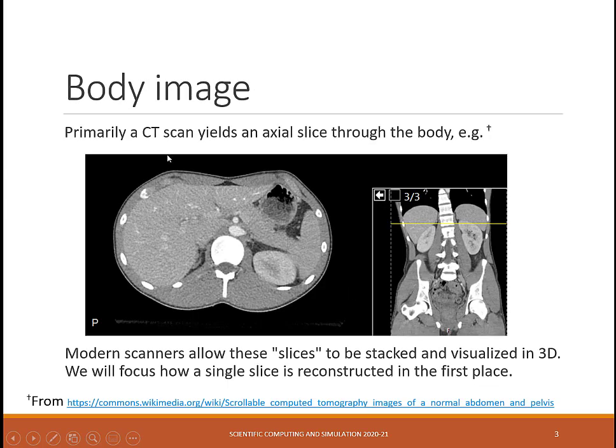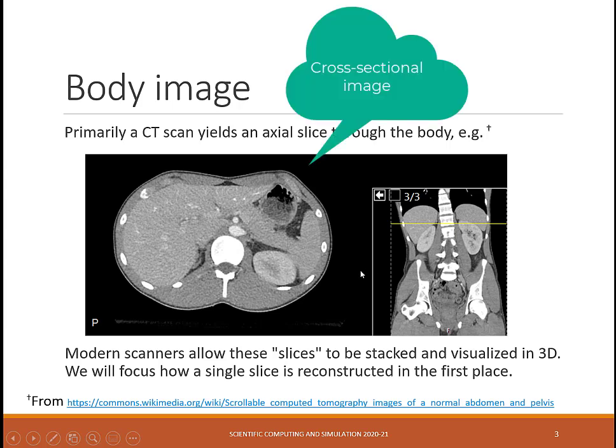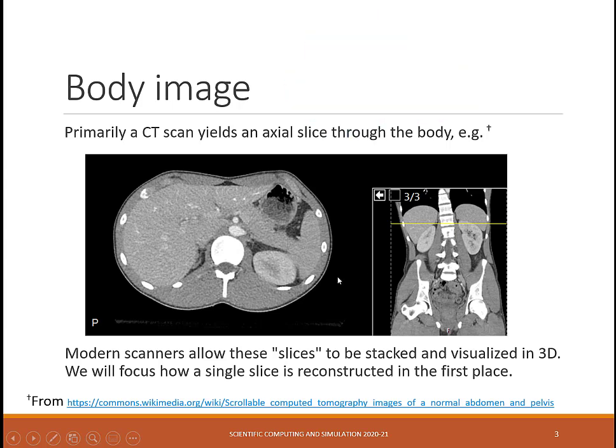In CT scanning, multiple X-ray measurements are taken from different angles to produce cross-sectional images or virtual slices of a body. Then these slices are stacked to visualize a 3D body image. For instance, in this slide on the left, we can see a virtual slice showing a cross-sectional image of a patient's chest.